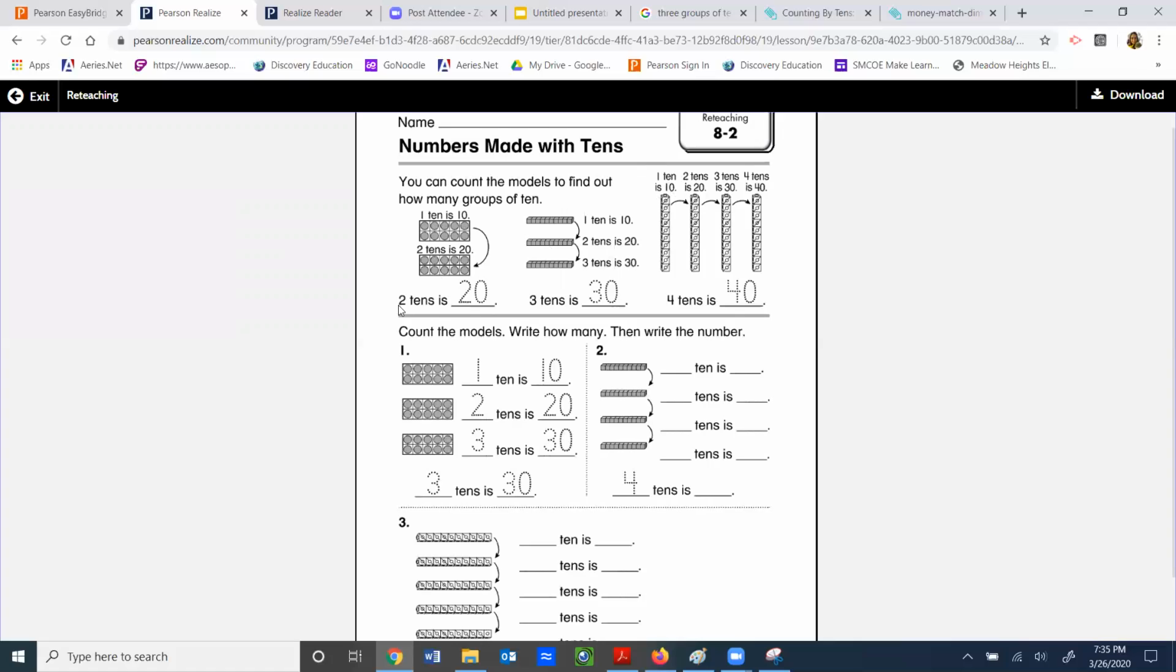So for example, this one says 2 tens is 20. It's representing the picture above it. 3 tens is 30, it's representing this picture. 4 tens is 40, it's representing this picture.